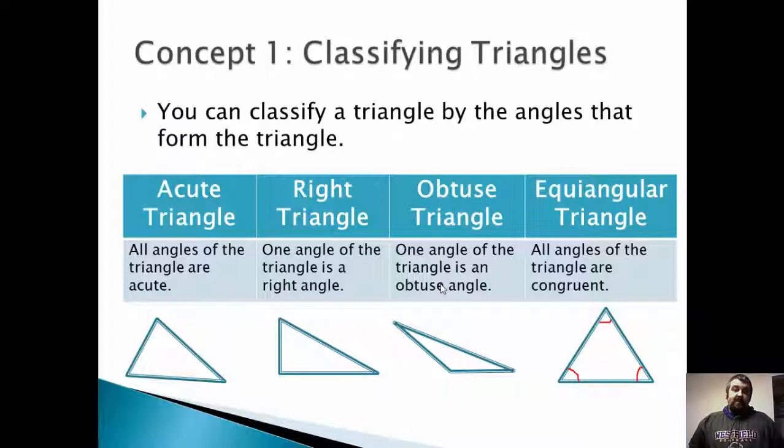I can call something, for instance, this one here, a scalene acute triangle. I can also call it scalene right triangle or scalene obtuse triangle. I can classify both by the number of sides and by the angle. So when I say classify triangle, there's two ways to classify it. Name both.